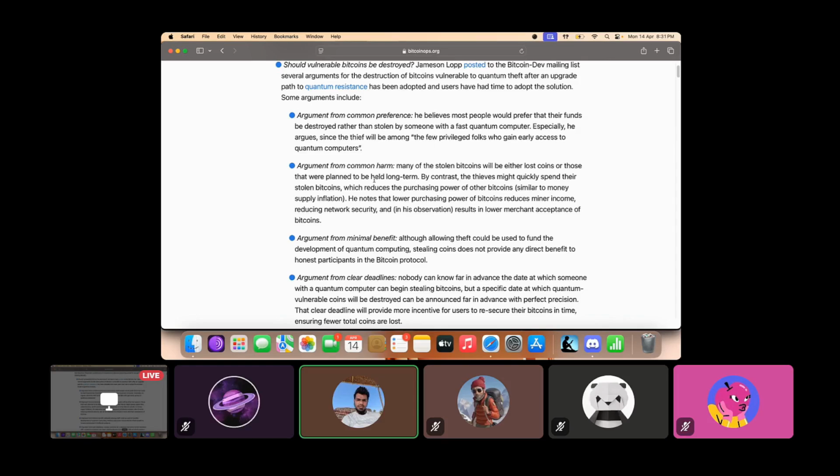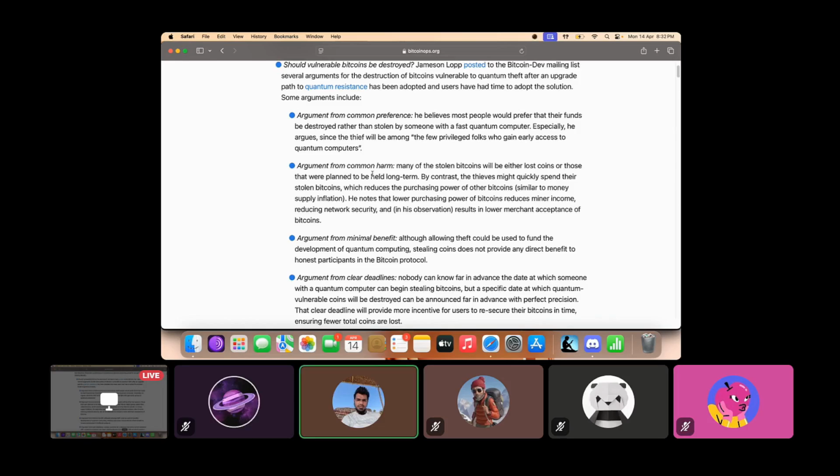transferring value to these malicious actors, to people who are stealing other people's coins and will abuse that monetary wealth, why not just destroy it? Instead of that wealth landing in the hands of bad actors, it's better we destroy it. So that is the argument. If I had to be the devil's advocate, that is the argument that Jameson Lopez is trying to put forward: that instead of allowing bad people to steal money, it's better that the value gets destroyed.